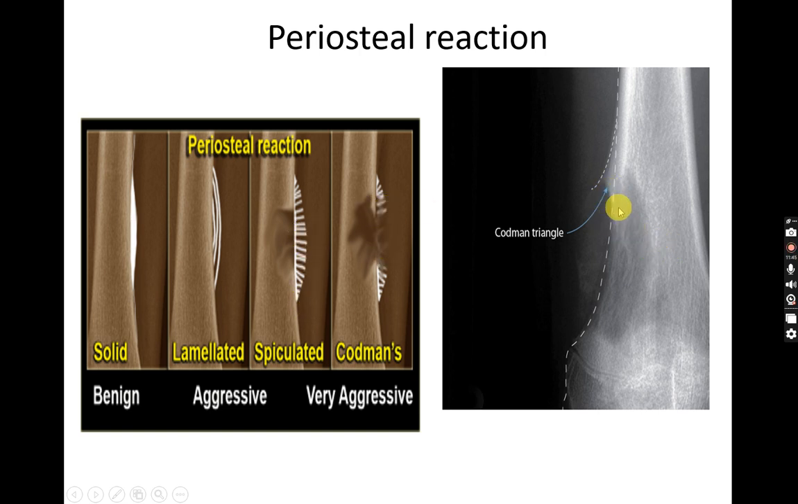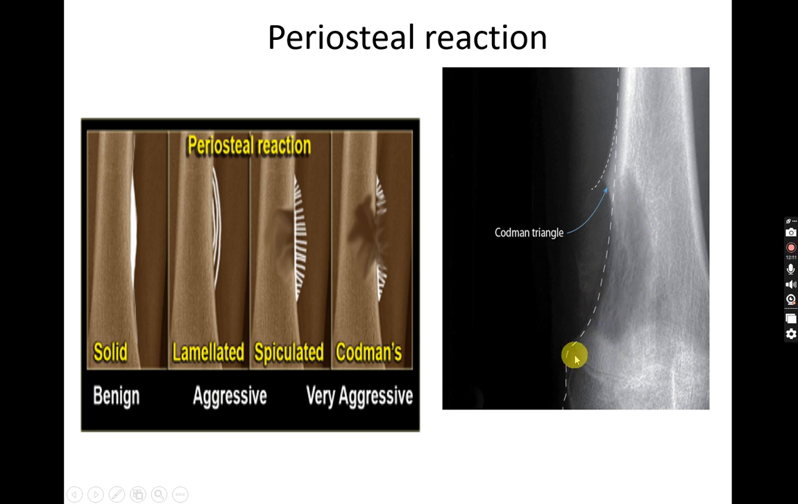Here we can see the Codman triangle better. You can see the cortex is disrupted and periosteum is elevated, and there is new bone formation beneath the elevated periosteum and the cortex. So this new bone formation is called a Codman's triangle. It is at the most aggressive spectrum of the periosteal reaction. Just 2 minutes on this lesion.